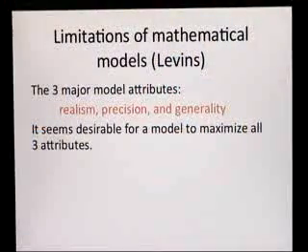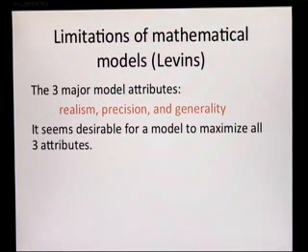Okay, so that's the positive. Let me talk maybe a little bit about the negative. What are the limitations of mathematical models? This idea is due to Levins, which is different from the Levin that I mentioned before, my colleague from Emory. Levins identifies three major attributes of a model. He calls them realism, precision, and generality.